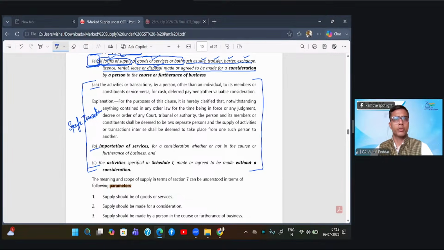So first limb is there should be some transaction. Second limb is it should be of goods or service. Third limb is it is to be done for a consideration. And the fourth limb is in the course of business. Now when all the limbs are satisfied, then your transaction becomes a supply.